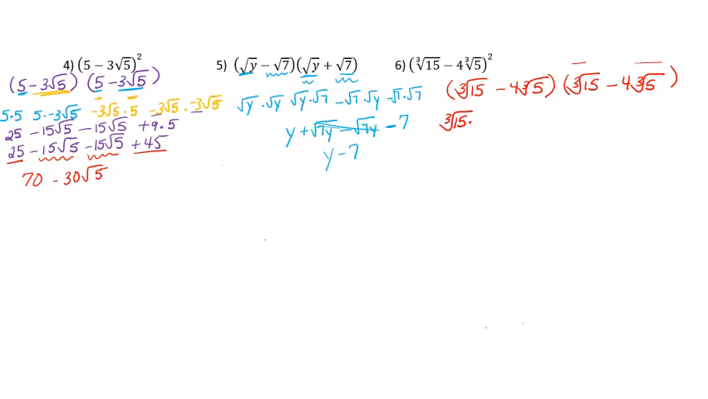So cube root of 15, and the cube root of 15 times 4 cube roots of 5. Now we're going to multiply negative 4 cube roots of 5 times both of them. So negative 4 cube roots of 5 times the cube root of 15. And negative 4 cube roots of 5 times another negative 4 cube roots of 5. And I'm running out of room. Oh, just made it.